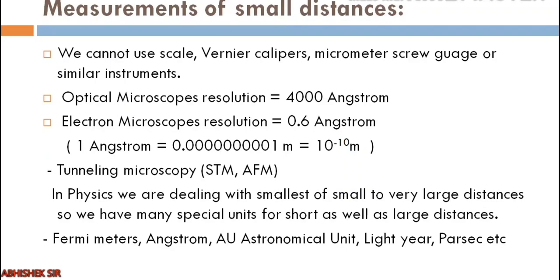Just will tell you what is the definition of AU. It is the average distance of the sun from the earth, right? And it is approximately 1.5 into 10 raised to 11 meter. Clear? Even light year has a definition: the distance traveled by light in 1 year, and parsec is the largest unit of distance till we use. Clear? So moving on to our next topic.